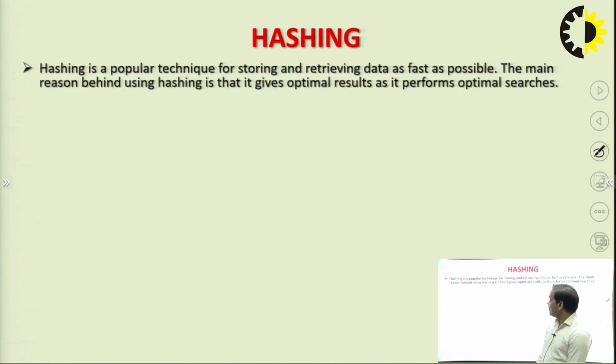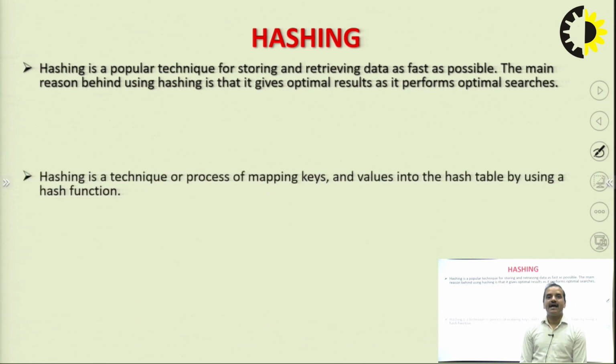Now, first we want to define what is meant by hashing. Hashing is a popular technique for storing and retrieving data as fast as possible. The main reason behind using hashing is that it gives optimal results as it performs optimal searches. That means if we want to search an element, then by using minimum time, we have to find the given element by using a hash function.